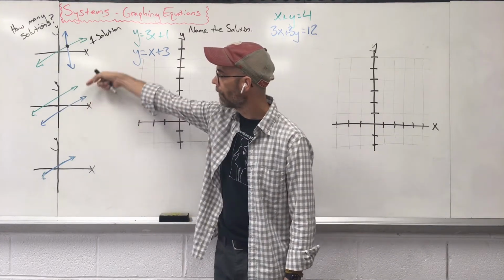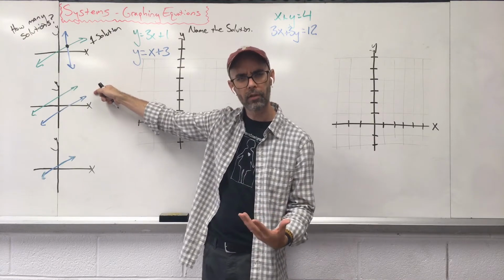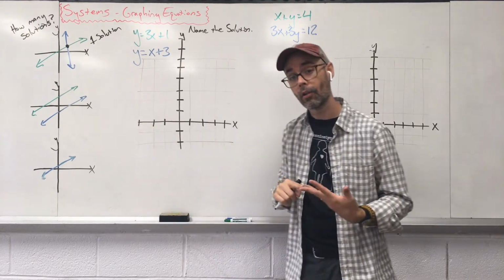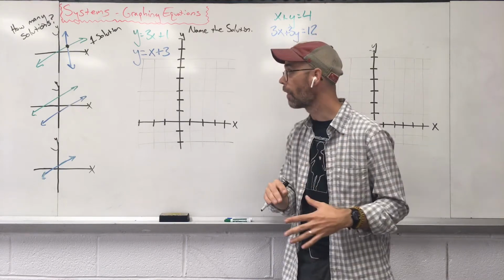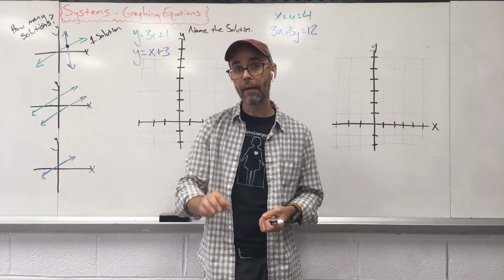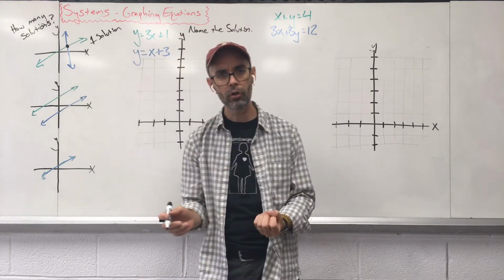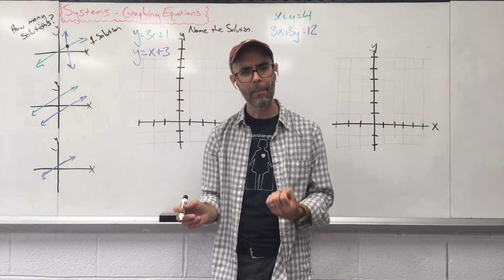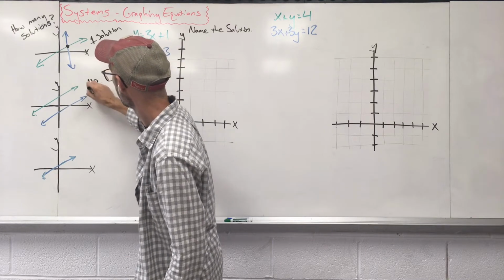Next, I have a green line and a blue line that seem to be parallel with each other. And we know parallel lines never end up meeting. They never cross, they never touch, none of that. These two lines, even though they're on the same graph, are a system, but we do not have a solution. A solution is where they meet. We don't have any of those. So we end up saying no solution.